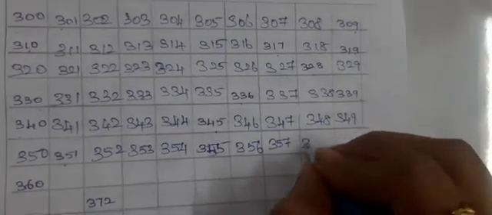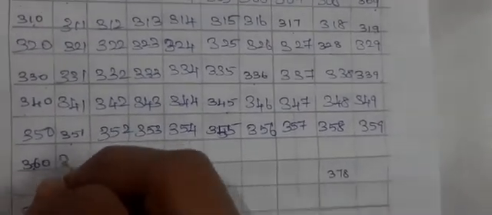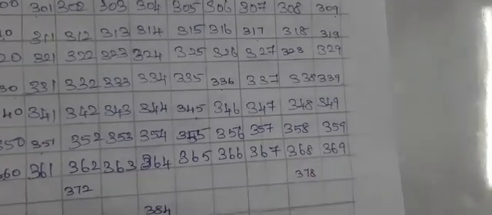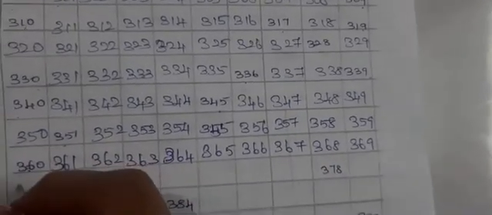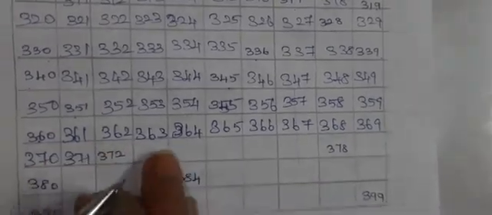Then the next number is 356, 357, 358, 359. So 360 they have given. The next number of 360 is 361, 362, 363, 364, 365, 366, 367, 368, 369. So what is the next number of 369? 370, 371, 372 is already given.